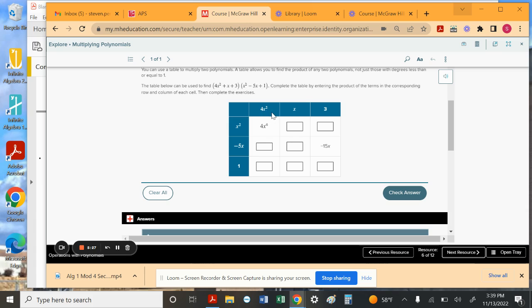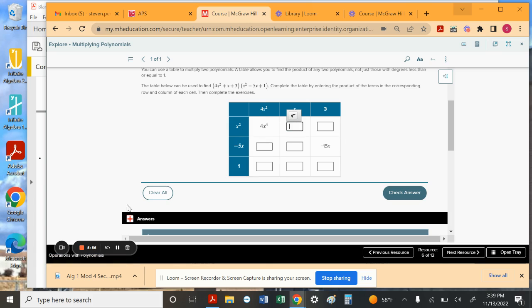So we put the 4x squared plus x plus 3 on the top of the columns and the x squared minus 5x plus 1 on the side of the rows. It doesn't matter which one I put where. But we're multiplying 4x squared times x squared in that first one where those two terms meet. Then we have x squared times x.